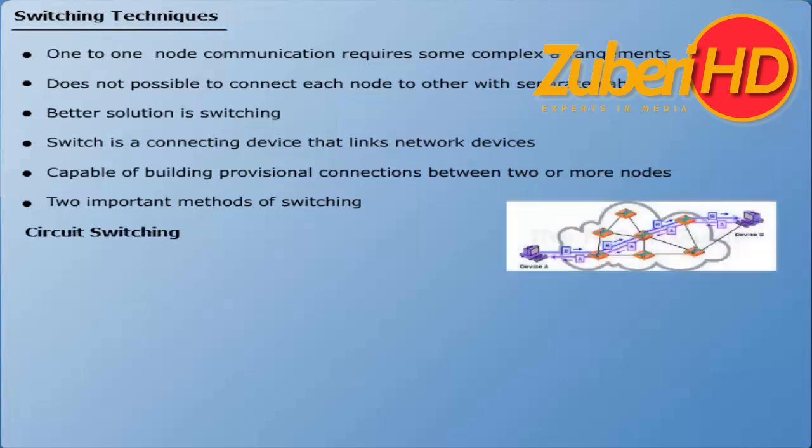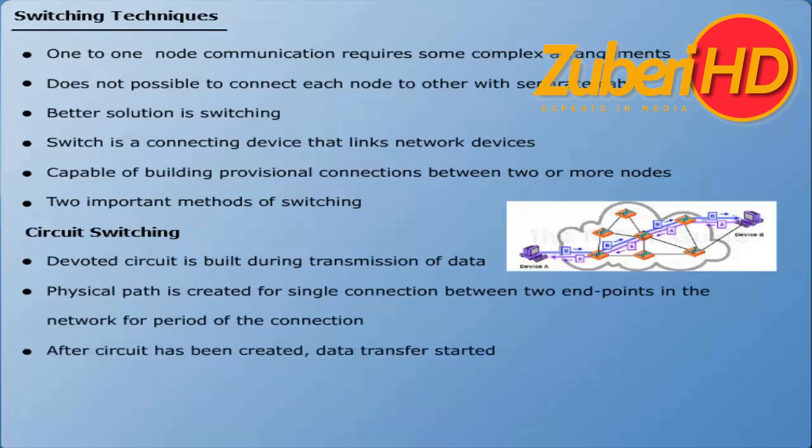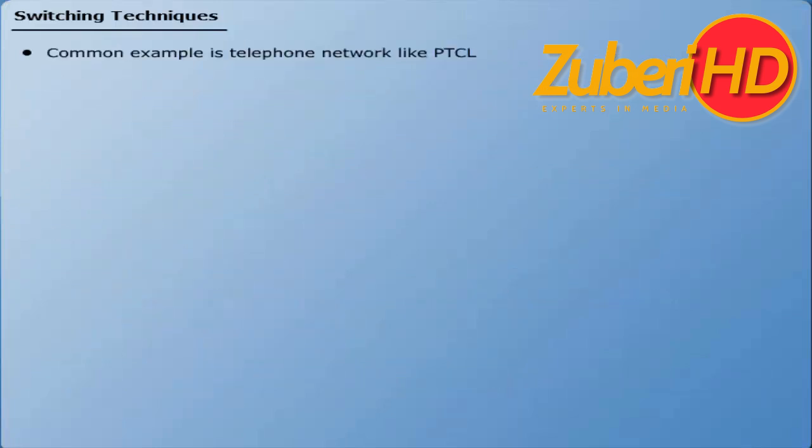Circuit switching. In circuit switching, a devoted circuit is built during transmission of data. In this method, a physical path is created for a single connection between two endpoints in the network for the period of connection. After the circuit has been established, the data transfer takes place. The transmission path is booked during the transfer of data, and other systems cannot use it until the data transfer is completed and the circuit is released. The most common example of a circuit switch network is the public telephone network like PTCL, which provides telephone services.